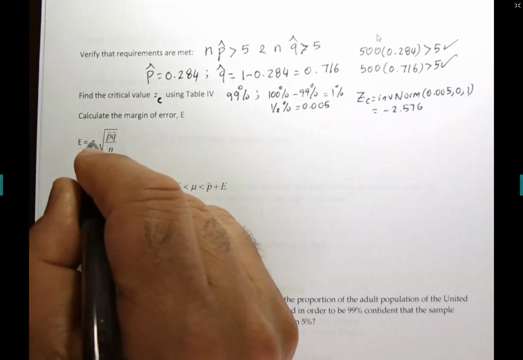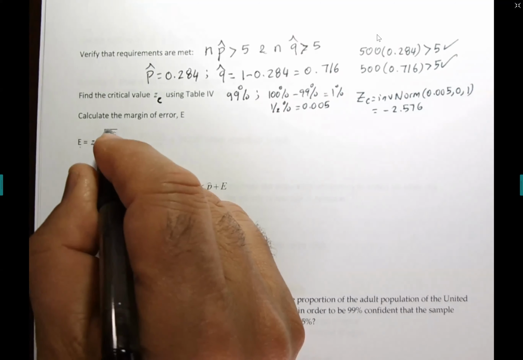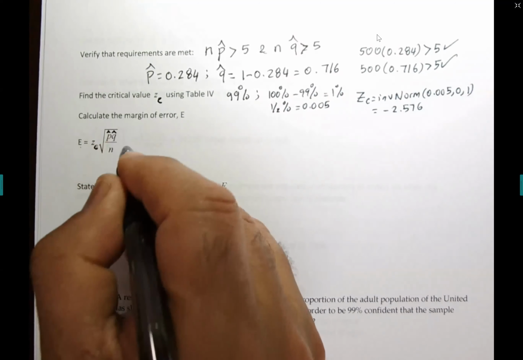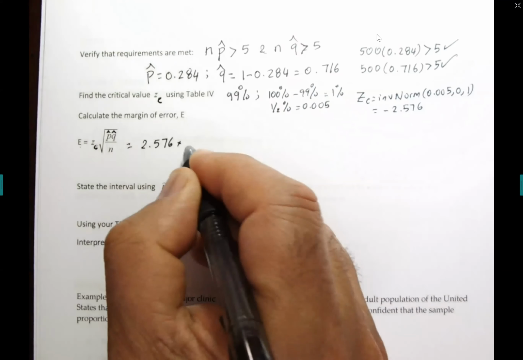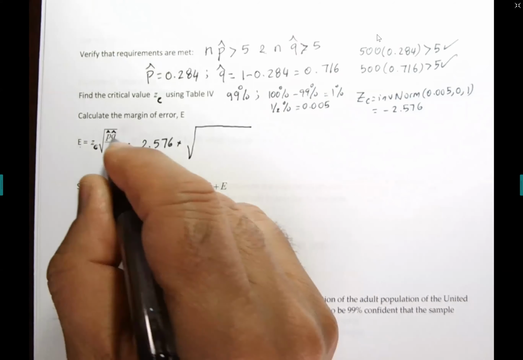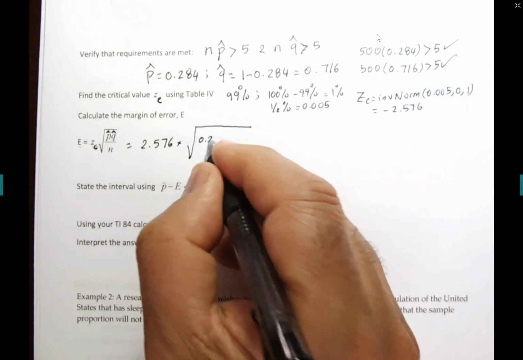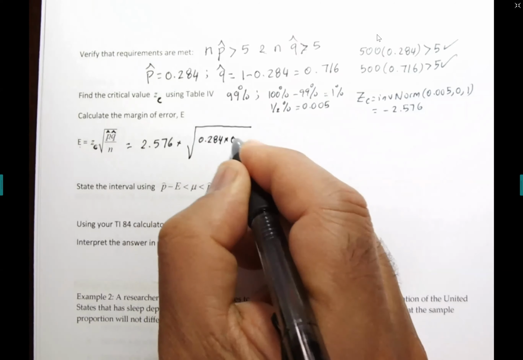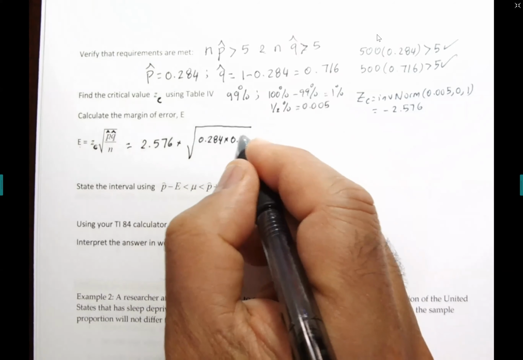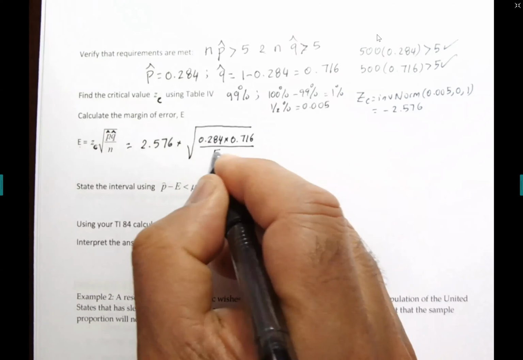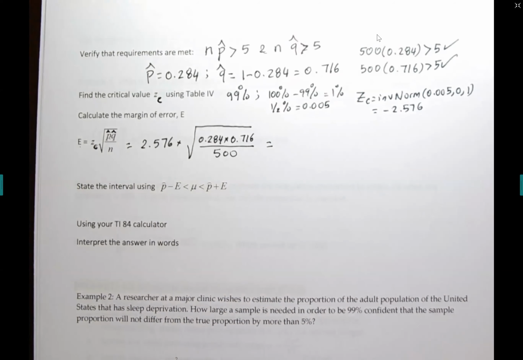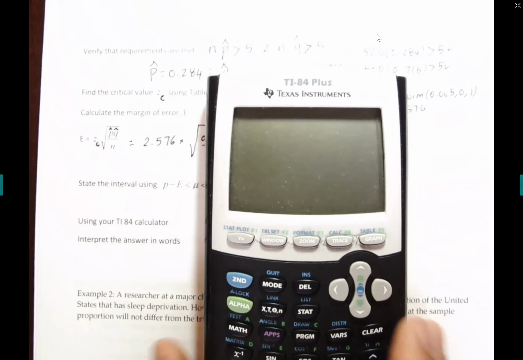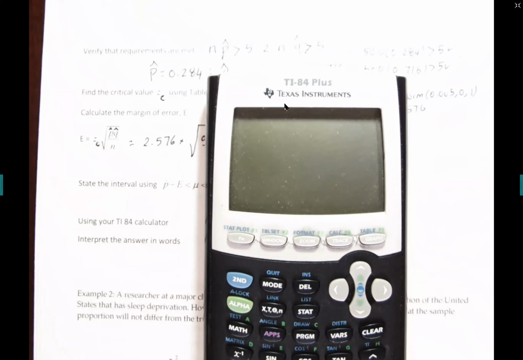E is ZC times the square root. This is the formula for E, guys, and I always provide this formula if I ask you to compute the margin of error. So you get 2.576 times the square root of P hat, which is 0.284, times Q hat, which is 0.716, divided by 500. And that's the formula. Let me show you how to do that on the calculator, and then we will use the TI-84 feature to do this.